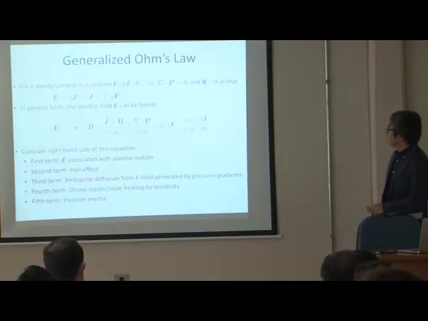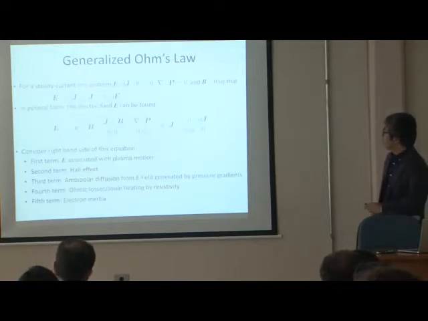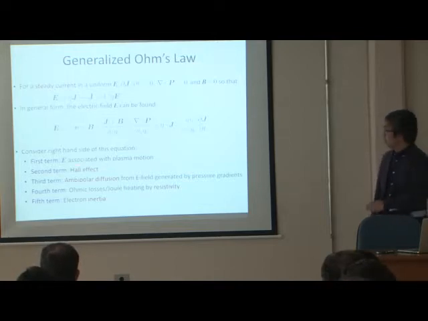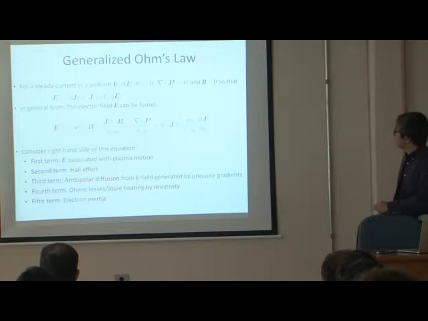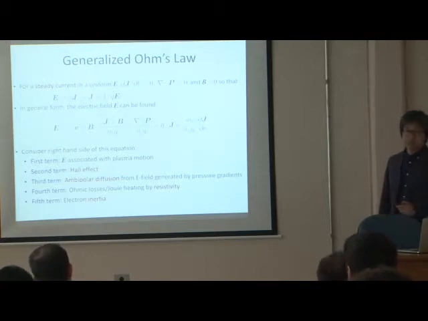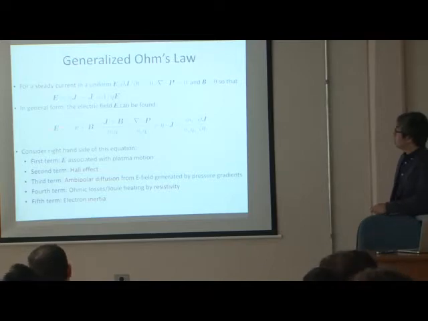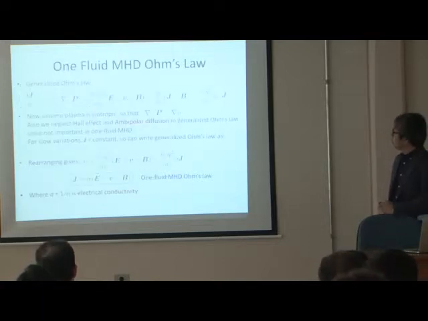Here we can rewrite this basic equation. The first term is the electric field associated with the plasma motion. The second term we say is the Hall effect. The third term is the ambipolar diffusion, from the electric field generated by the pressure gradient. The fourth term is the ohmic loss, or Joule heating by the resistivity term. And the fifth term we say is the electron inertia. So this is how the electron contributes to these different effects. This is the generalized Ohm's law, including all effects.